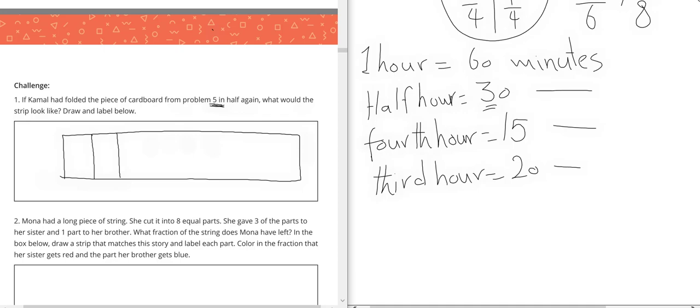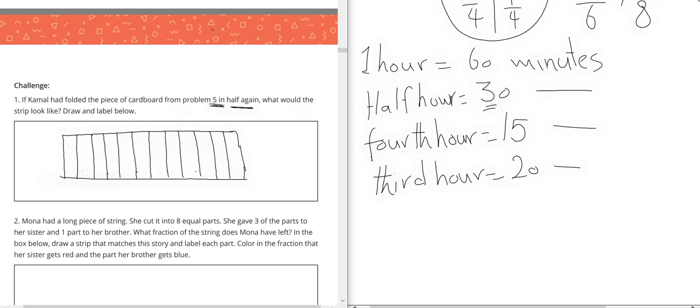1, 2, 3, 4, 5, 6. 6 parts. 1, 2, 3, 4, 5, 6. In this problem, he folded every part in half again. So we divide this part in half, into halves. This part into 2 halves.